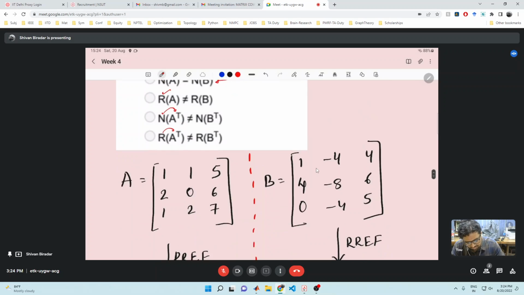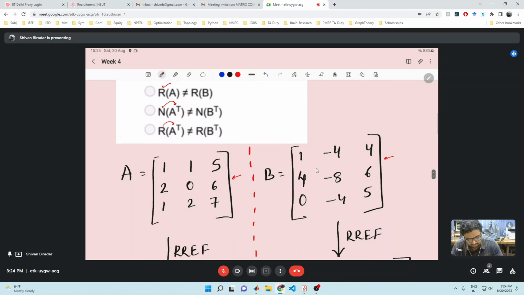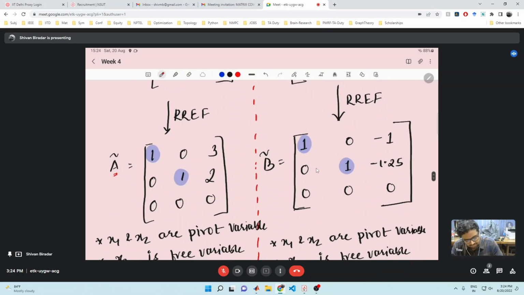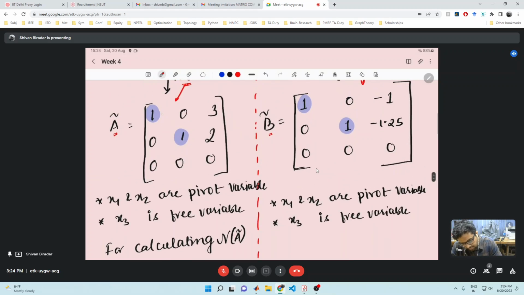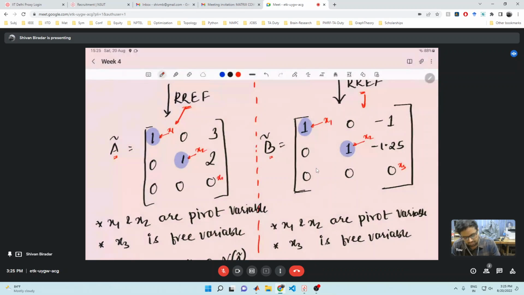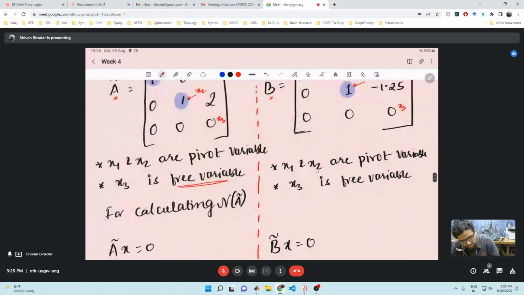So we have A as this matrix, B as this matrix. We have to calculate the null space of A and the null space of B. Very simple question. A tilde and B tilde, which you get by RREF. So these are your RREF forms obtained by row operations. Again, these are your pivots. Corresponding to these pivots, x1 and x2 are your pivot variables, and x3 is your free variable.